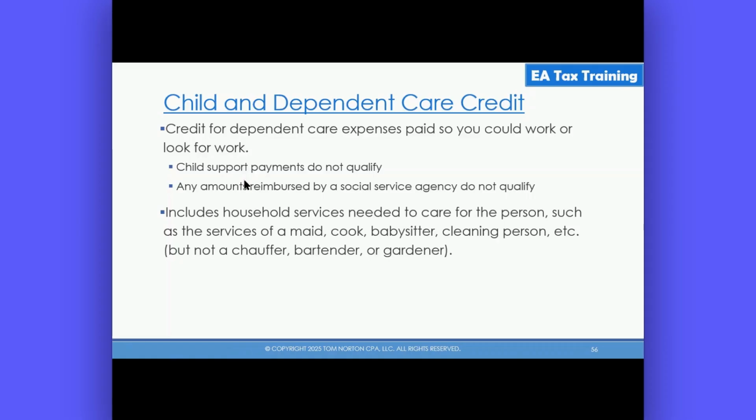This can include, it's not just like babysitting. It can include household services needed to care for the person, such as services of a maid, a cook, a babysitter, a cleaning person, etc., but not a chauffeur, a bartender, or a gardener.